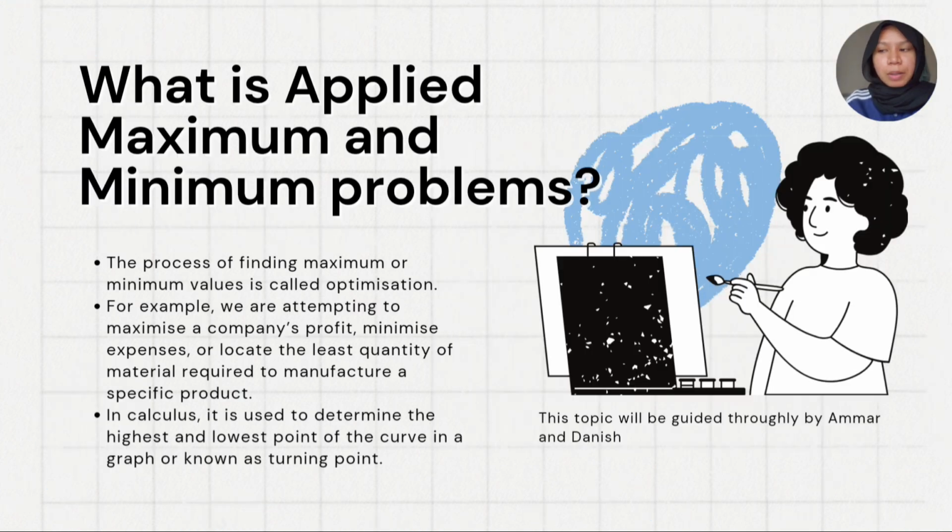Alright, we're on the next part, which is applied maximum and minimum problems. The process of finding maximum or minimum values is called optimization. In calculus, it is used to determine the highest and lowest point of the curve in the graph, also known as the turning point. This topic will be guided by Amar and Danny.